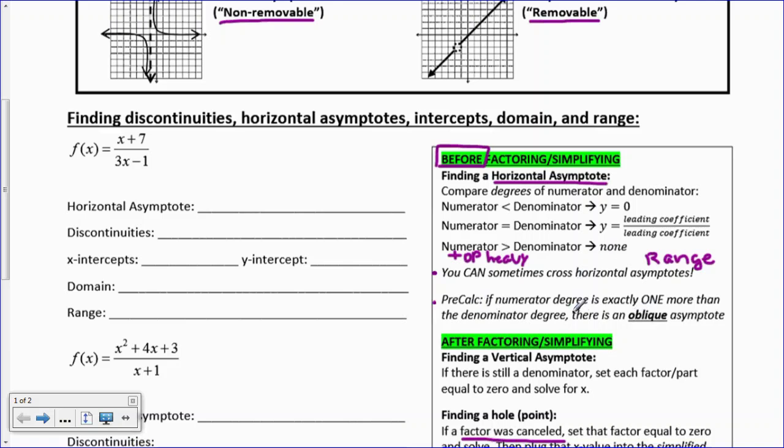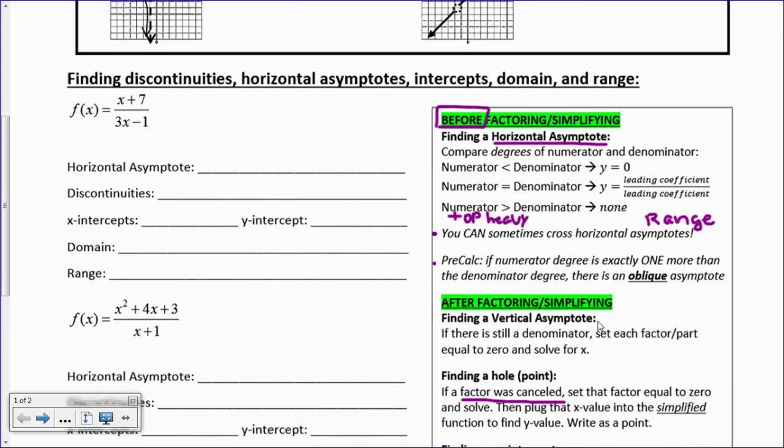That's not important for you guys right now. You don't need to remember that. That's just a little warning for those of you moving on to pre-calculus. If your numerator's degree is exactly 1 more than the denominator, then you're going to have an oblique asymptote. So that's just something to be aware of when you guys are moving on.